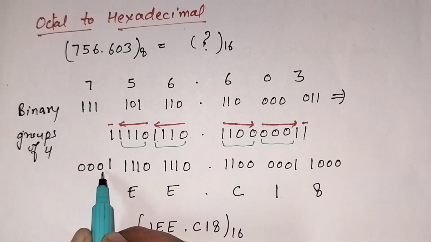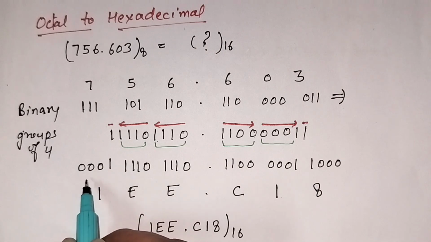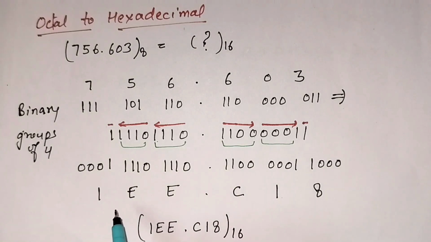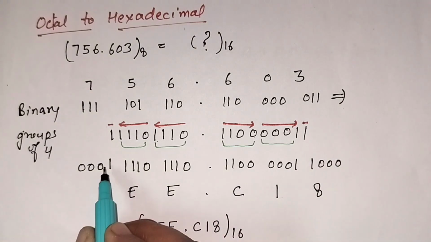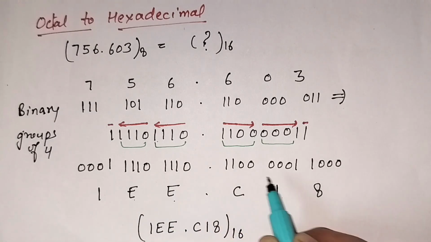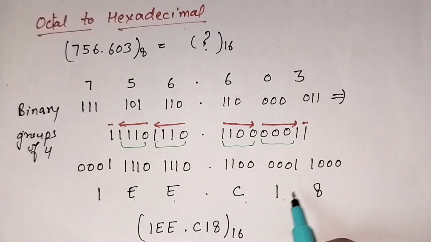We will add zeros before this number to make it 4 bits, and here also we will add 3 zeros at the end to make it a group of 4. Now we will write their values. This is 1 and this is equal to E and this is also equal to E. This is equal to C, this is 1 and this is equal to 8. Now we will write them together. So the number is 1EE.C18. This is our hexadecimal number for this octal number.